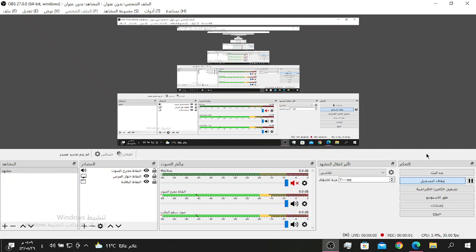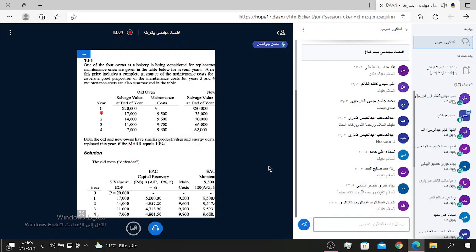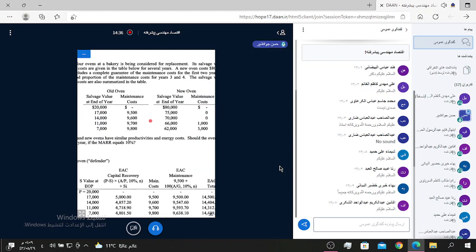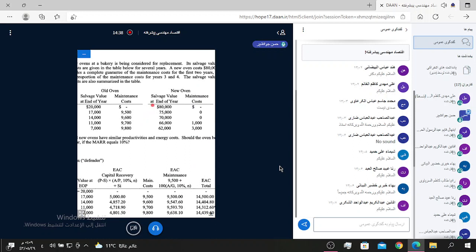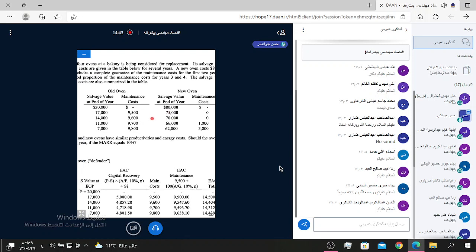Last session, replacement analysis. Consider a project for year 0, 1, 2, 3, 4. The initial investment is $20,000, there is no cost, and the salvage value at the end of year is $80,000.